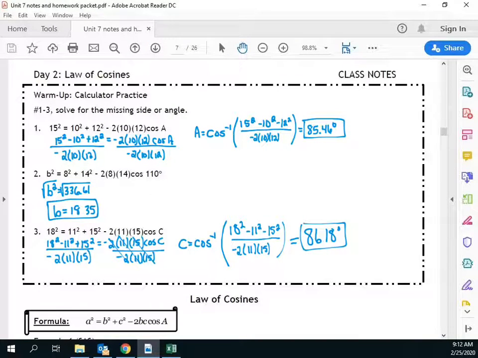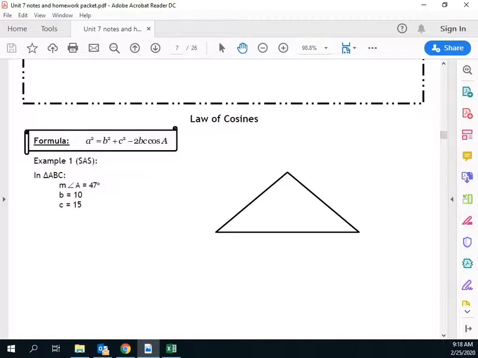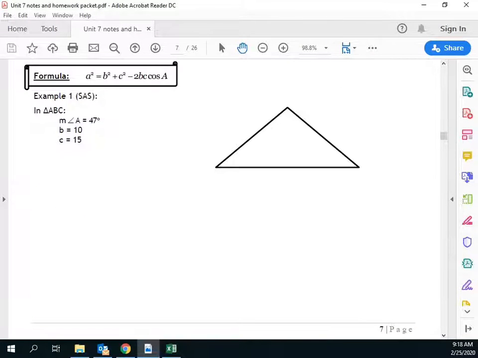So let's go ahead and look at law of cosines now. What does the equation look like? So first thing, same thing we did with law of sines. Go ahead and label our angles and what they are. So we'll go through and do angle A, B, C, side B, side C, side A. Angle A is 47 degrees.